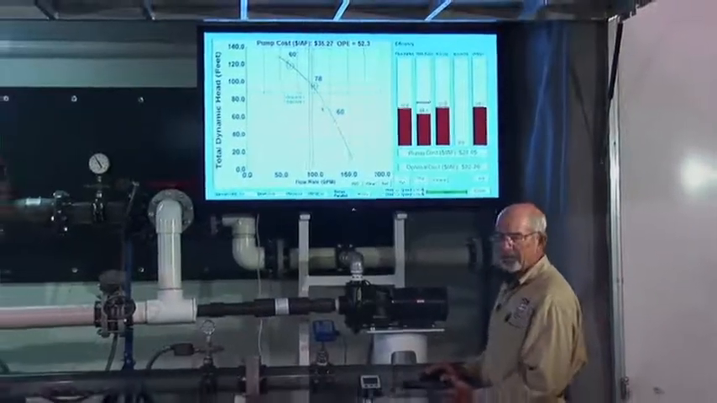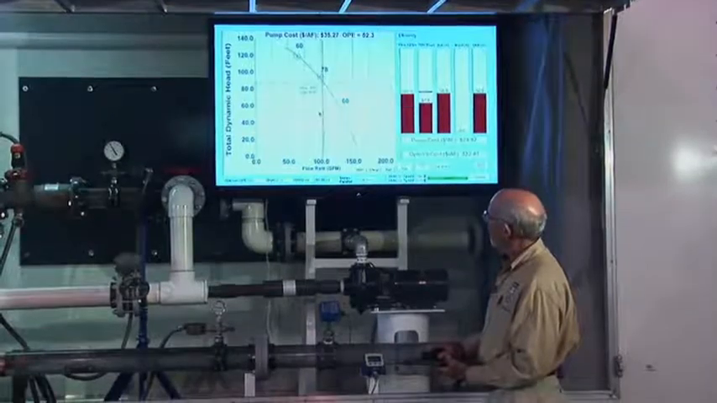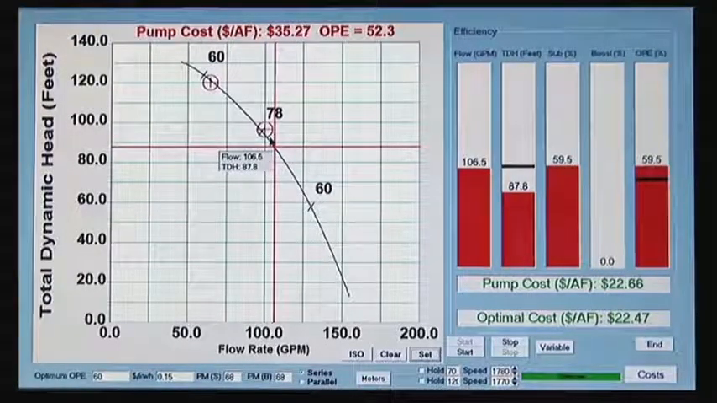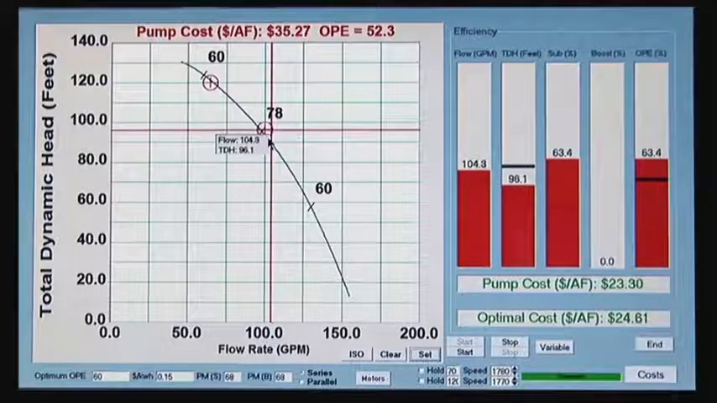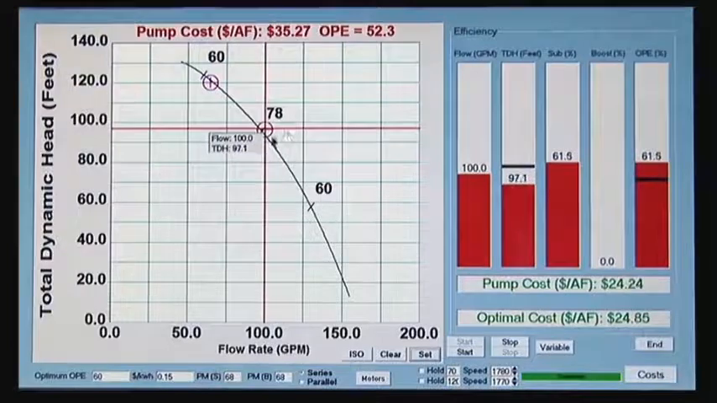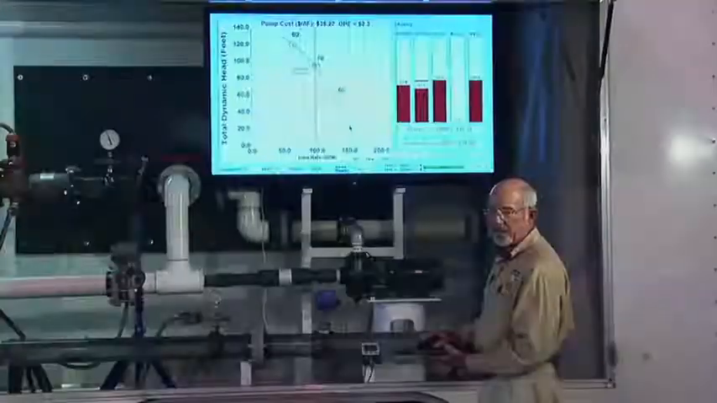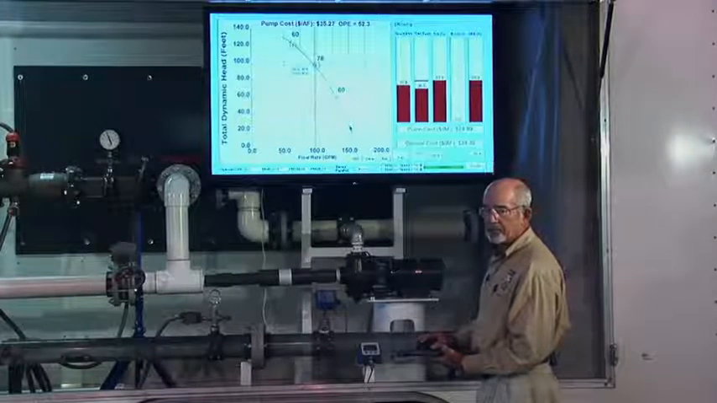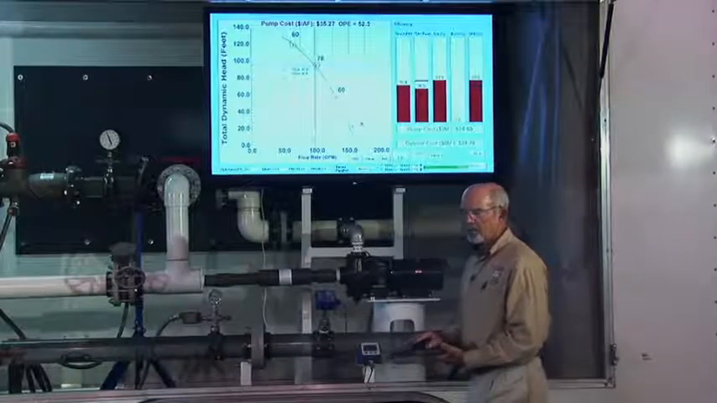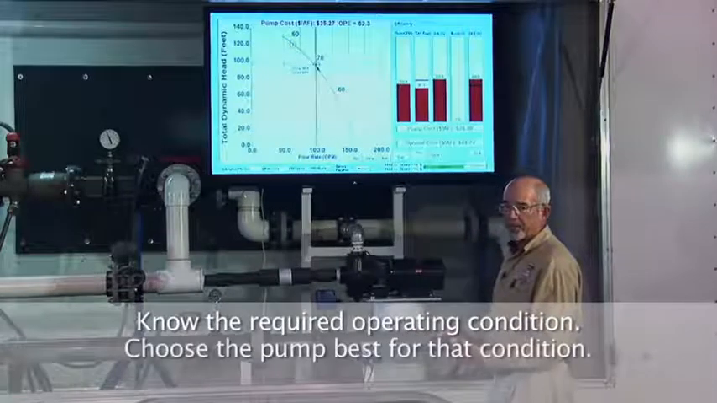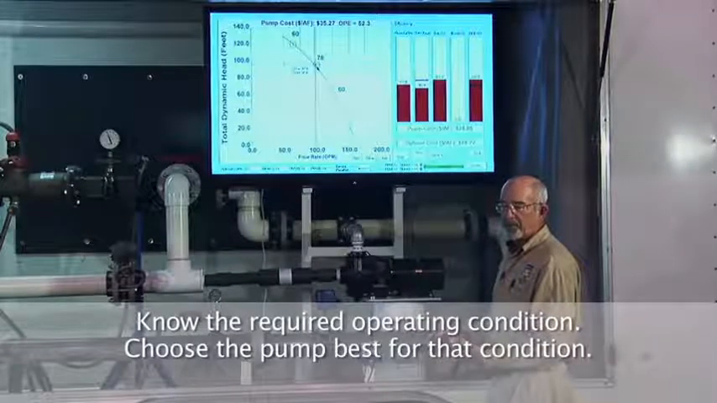The basic lesson here is if I needed a pump that pumped 100 gallons per minute at about 95 feet of head, this is the pump I would use because it's efficient at that point. If I had to pump 150 gallons at 20 feet of head, I would not use this pump. And so the basic concept of pumping performance is to know the required operating condition and choose the pump that's best for that condition.